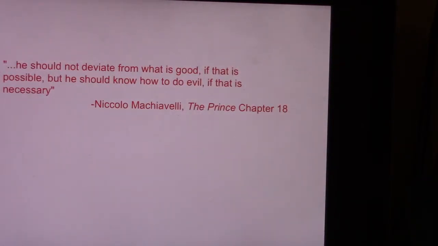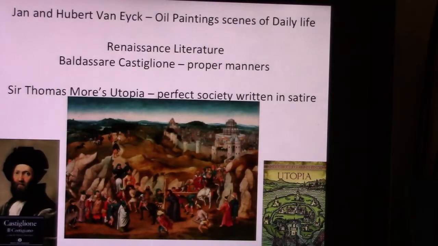He should not deviate from what is good, if that is possible, but sometimes a good ruler should know how to do evil if that is necessary. That means like violence. Sometimes if there's a major threat, you got to eliminate that threat.